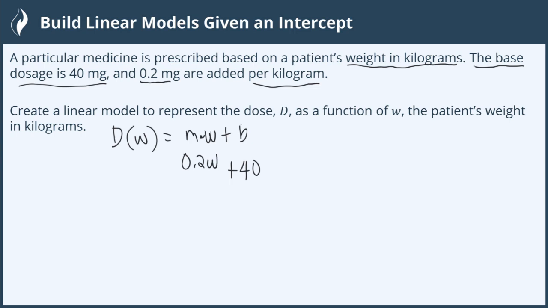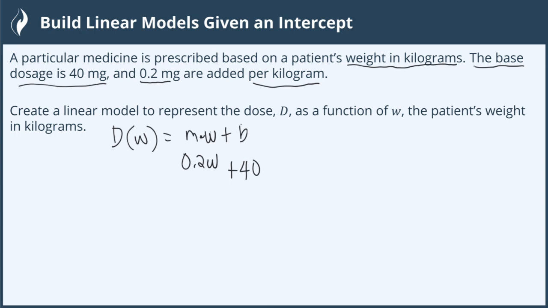So basically what they're saying is the patient takes 40 milligrams no matter what. Okay, no matter what their weight is. And then they have to take an additional amount that is based on their weight. Okay, and so that additional amount is 0.2 of a milligram for every kilogram of weight.